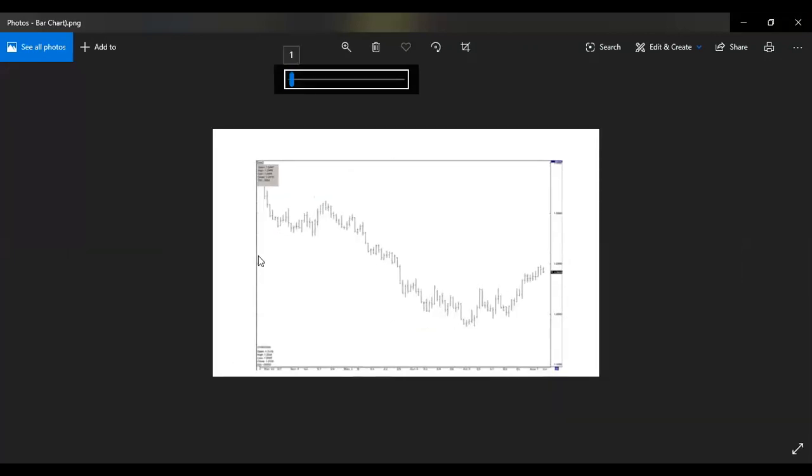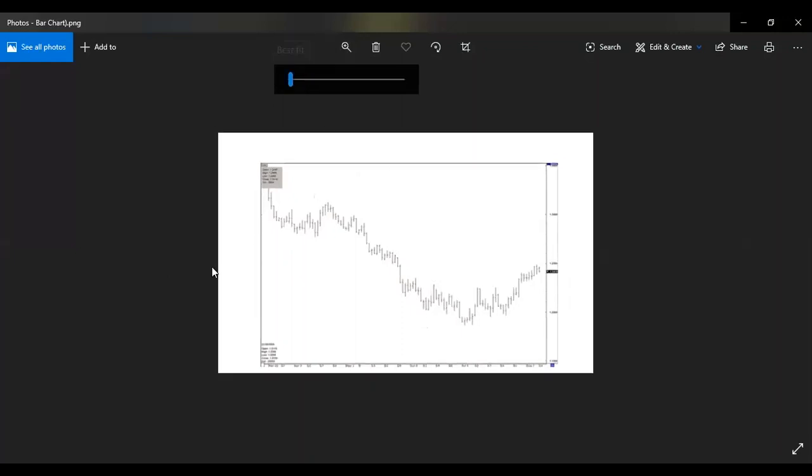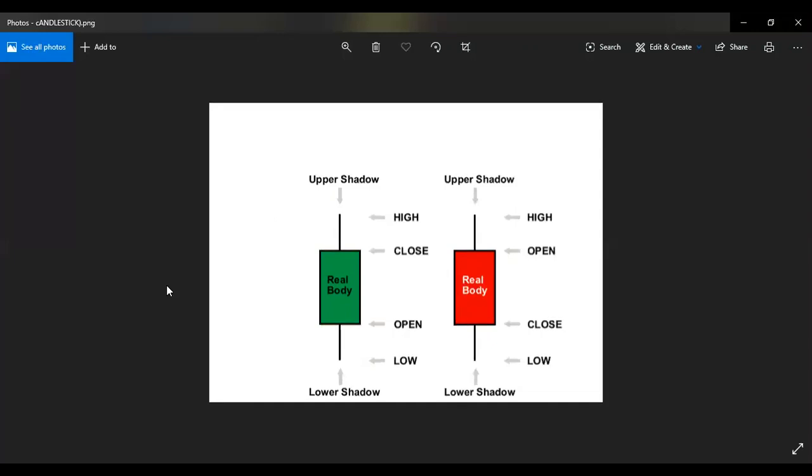Now the third one is my favorite. I say my favorite because I usually like trading with candlesticks. So this is how a typical candlestick looks. It also follows the same logic as the bar. So you have the low here, you have the open, you have the close, and you have the high here. And this is the real body.